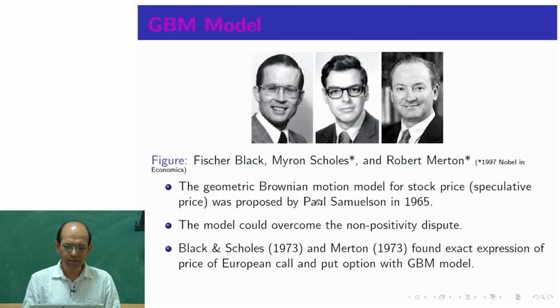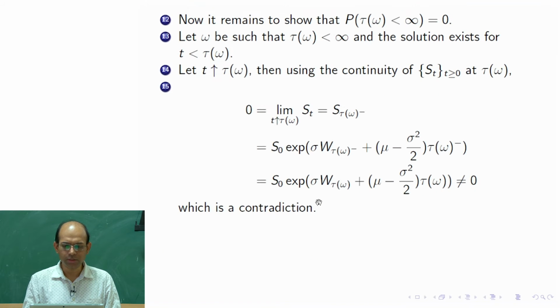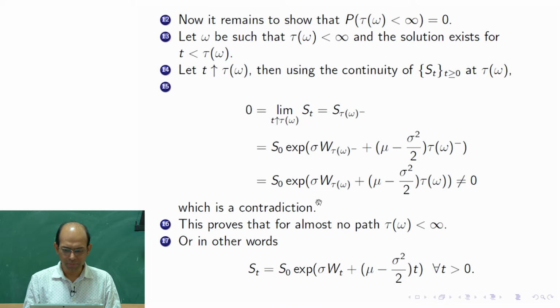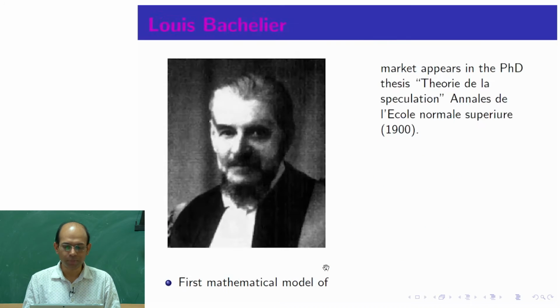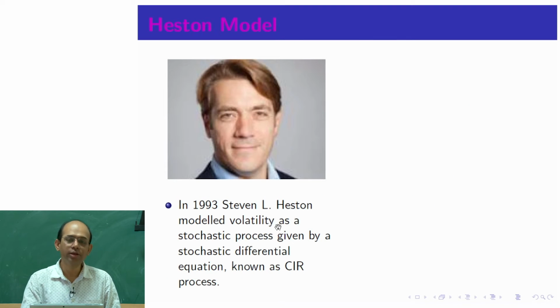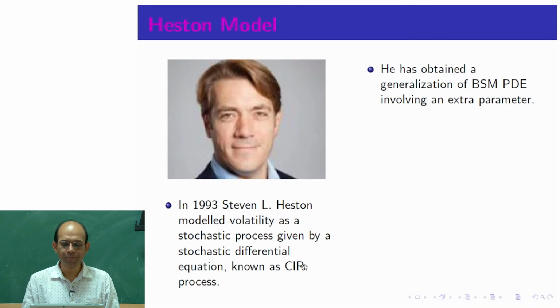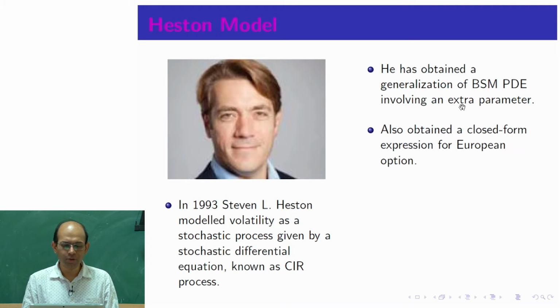Volatility is just this sigma that appears here, correct? This sigma is called volatility, the coefficient of Brownian motion. What he did was allow the volatility coefficient to also vary over time as a stochastic process, given by a stochastic differential equation known as the CIR process, the Cox-Ingersoll-Ross process. So, he obtained a generalized Black-Scholes PDE involving an extra parameter. That was his work.